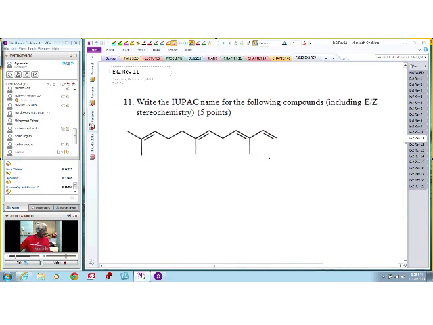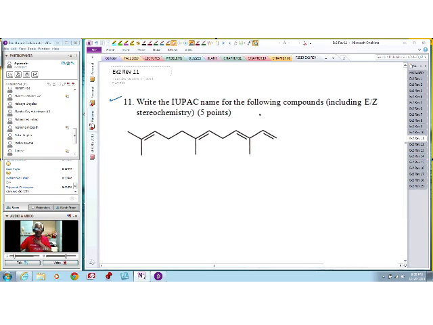Okay, 11. Okay, Robin Onoha, can you read this question for us? Write the IUPAC name for the following compounds, including EZ stereochemistry. Okay, very good. And thank you.